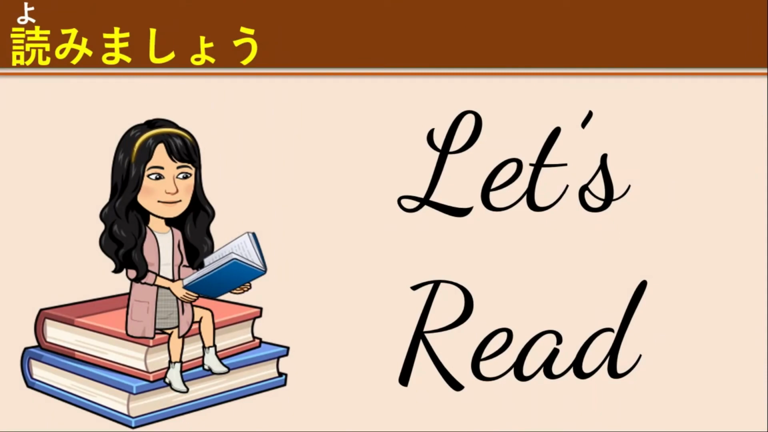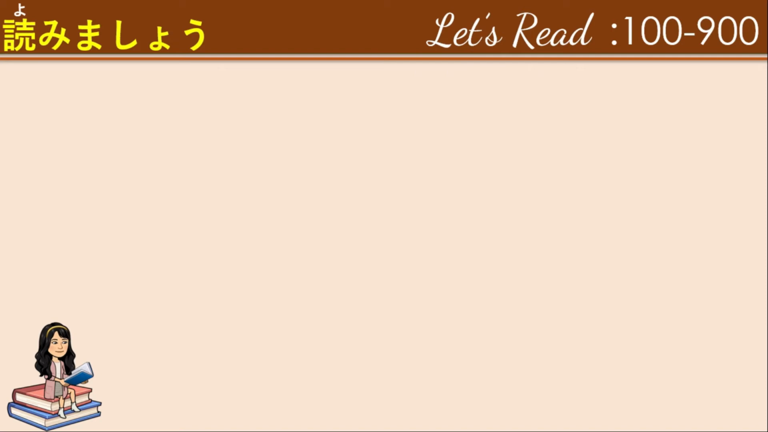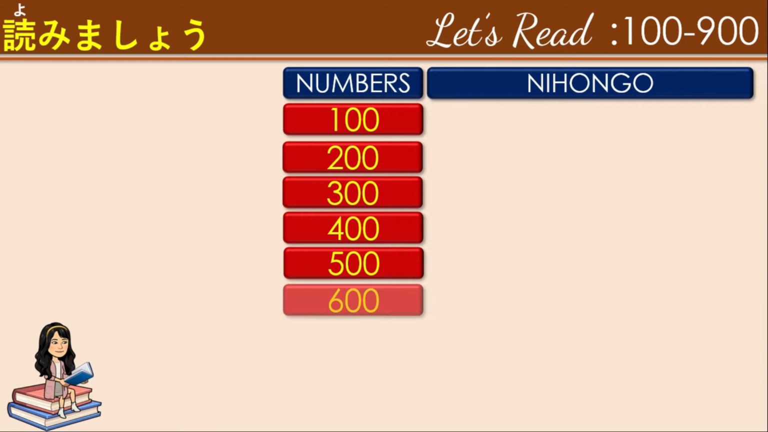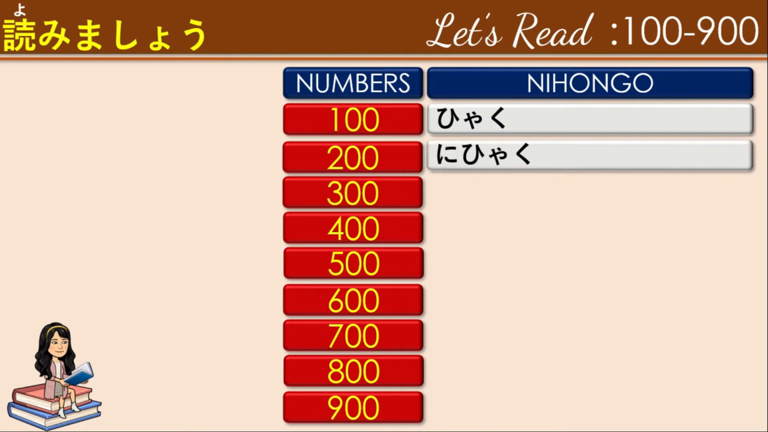Minasan, yomimashou. Let's read together. From 100 to 900. But before that, can you guess 100 to 900? Recall what you have learned in the previous years and how do you call 100? You've heard it in 100 yen earlier. 覚えてますか? 100 is hyaku. Correct. Can you guess what's 200? Right, that's nihyaku.